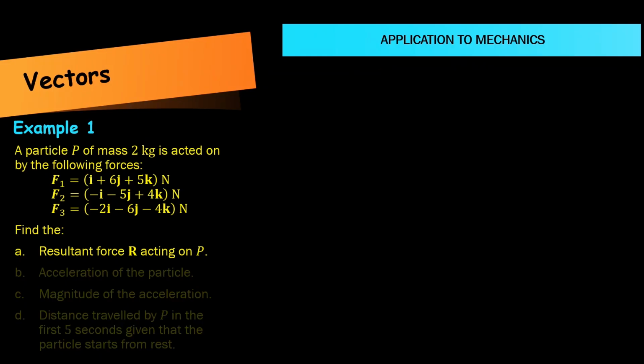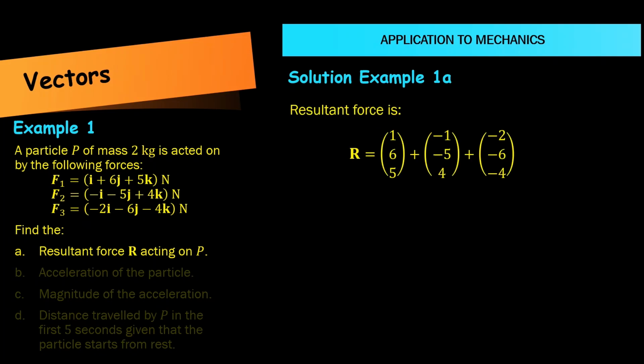A particle P of mass 2 kilograms is acted on by the following forces: F1, F2 and F3 as given on your screen. Find the resultant force R acting on the particle P. So let's solve this. It's much easier when carrying out calculations to use the vectors rather than the ijk notation. So let's convert all the forces to vectors.